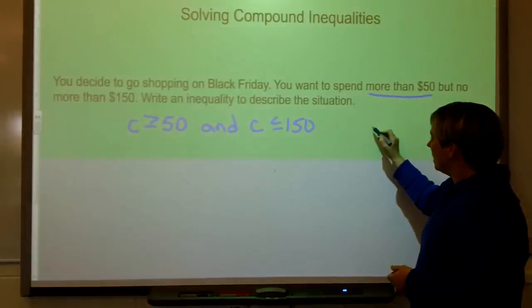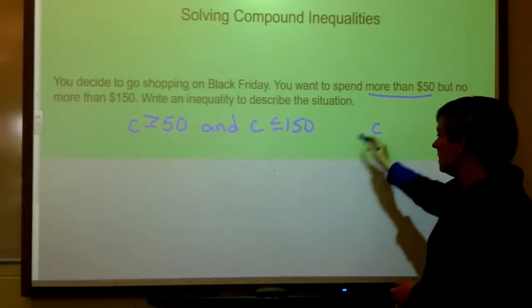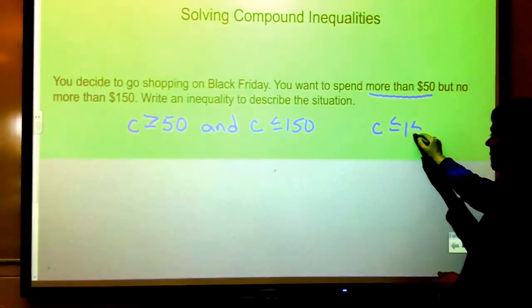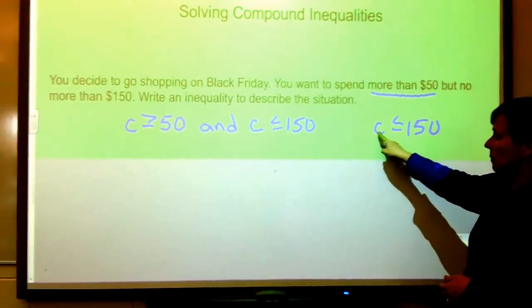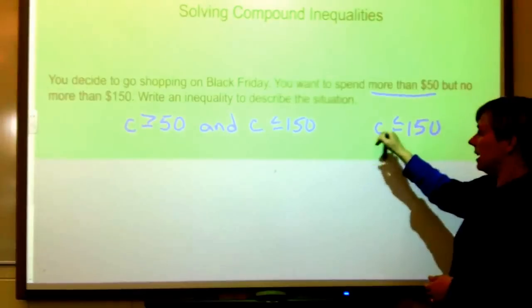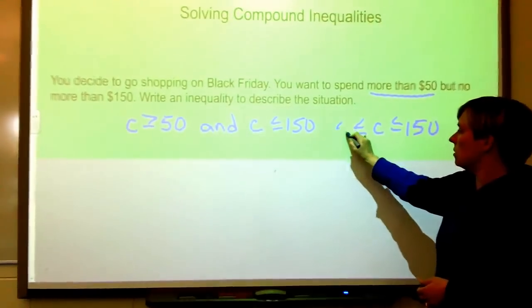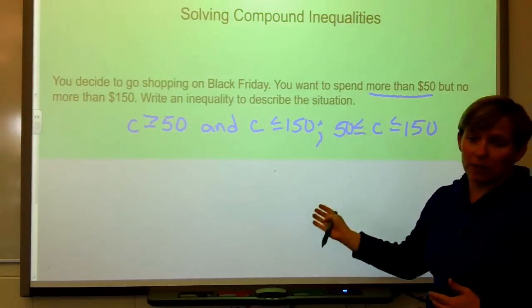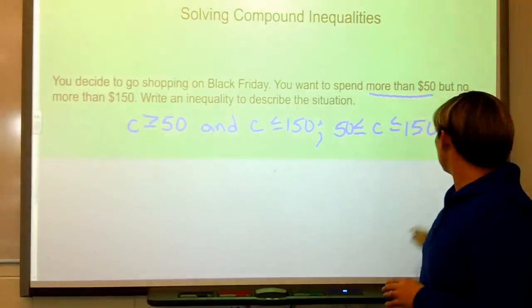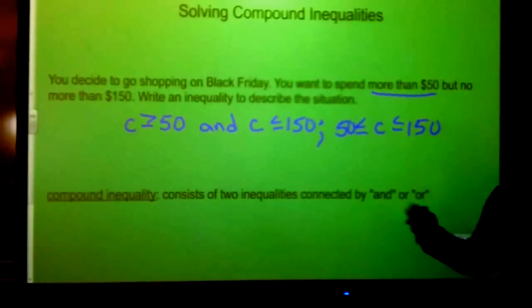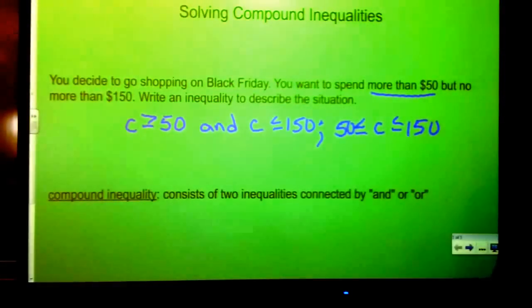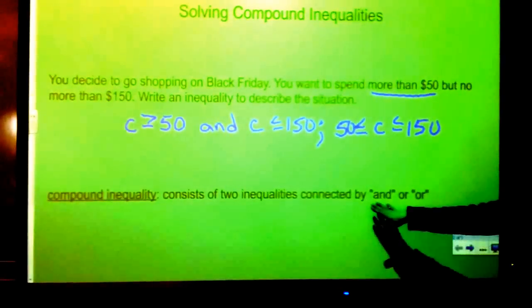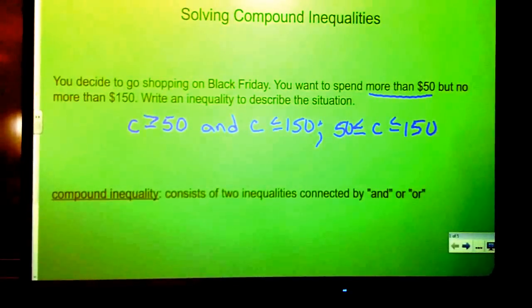We could say C in the middle is less than or equal to 150, and at the same time, read this way, C is greater than or equal to 50. Either one of these answers works. They mean the same thing. They're both compound inequalities. Our definition for compound inequality says it consists of two inequalities connected by the word and or or.